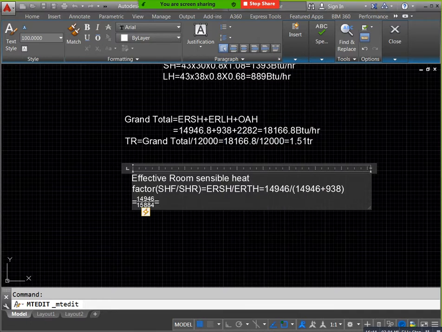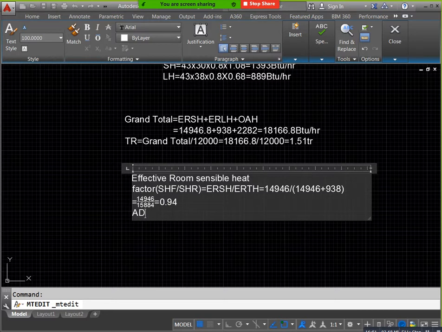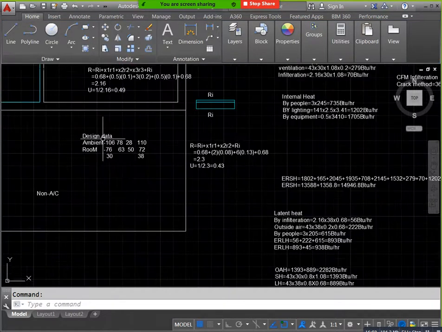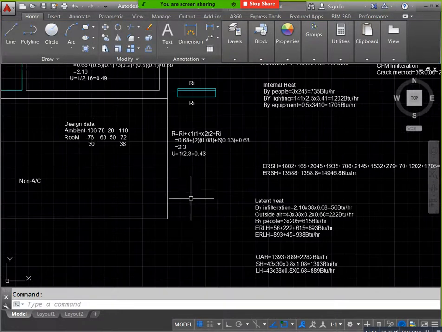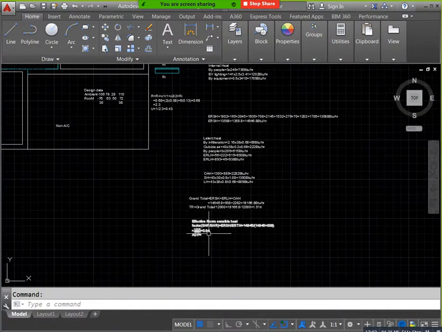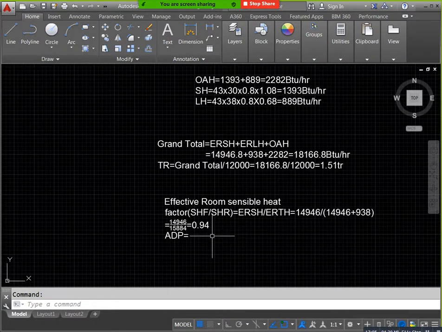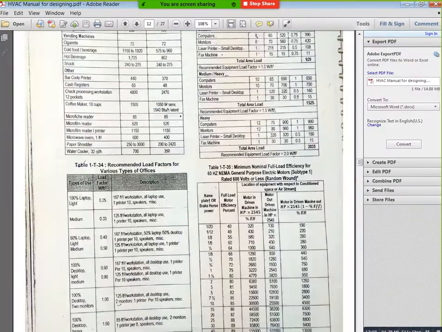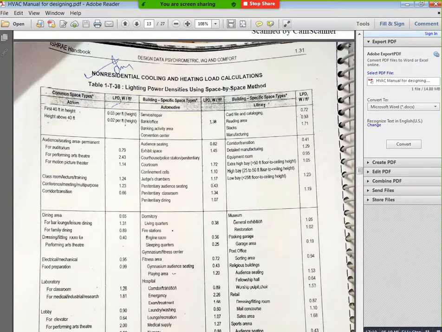Now you can go to the charts. In these charts we have some tables. Just you can see here we have operative dew points. Presently we are calculating at 76 degree Fahrenheit. In this 76 degree Fahrenheit we are taking RH 50%. We have 50% RH in our room, 76 degree Fahrenheit and 50% RH.